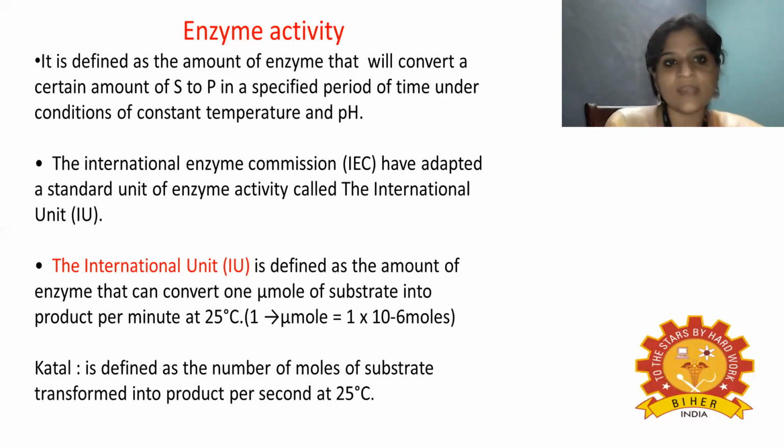So we are refining a few parameters here in the case of the international unit. And Katal is defined as the number of moles of substrate transformed into product per second at 25 degrees Celsius. So these are all different representations, but this international unit is said to be a standard way of representing your enzyme activity. Likewise, there are several representations for enzyme activity, but the most acceptable form for all research groups is the international unit.